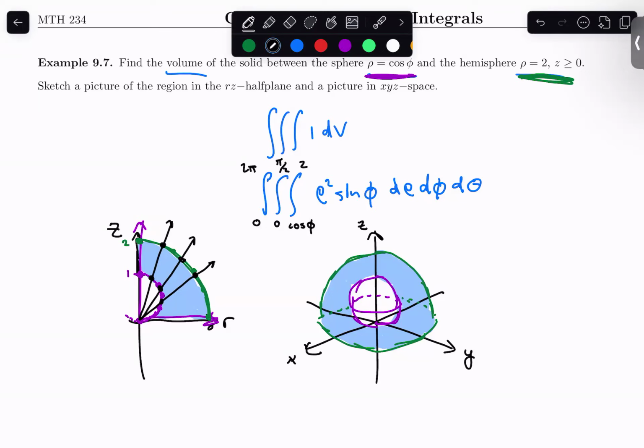All right, so I think we have the setup done. Again, I think this is the hard part. Next up is to evaluate. Question though, before we do that. So for the lower bound, it is cosine.